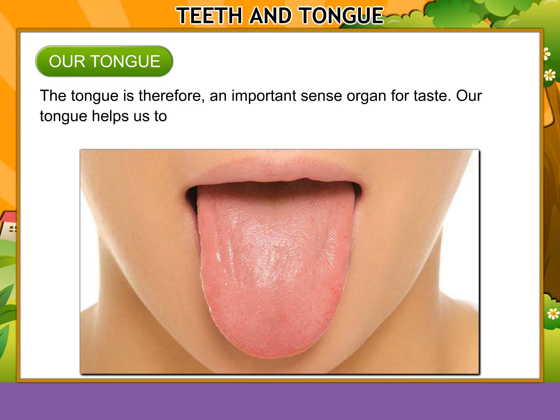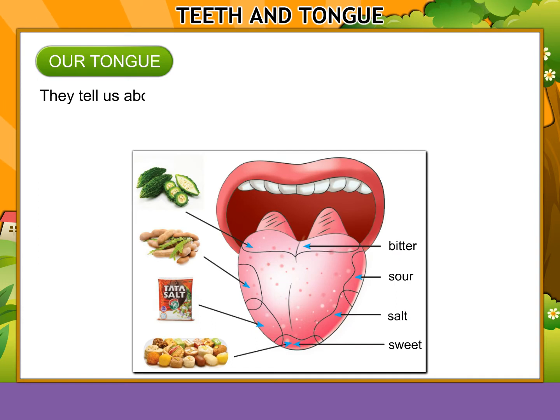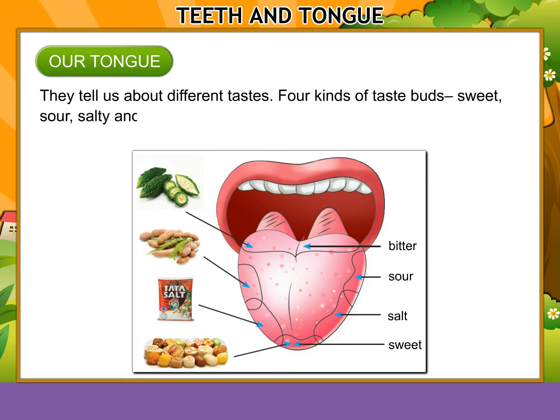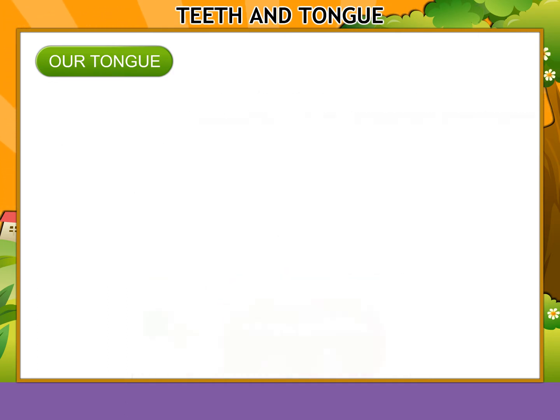Our tongue helps us to taste things. The surface of the tongue has many taste buds. They tell us about different tastes. 4 kinds of taste buds, sweet, sour, salty and bitter, are found in different areas of the tongue. The tongue also helps us to speak clearly.